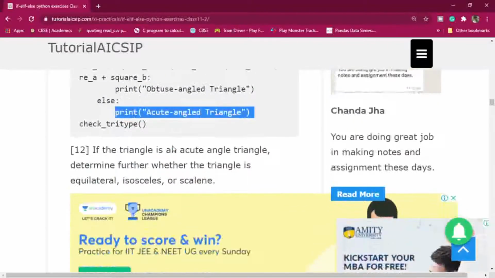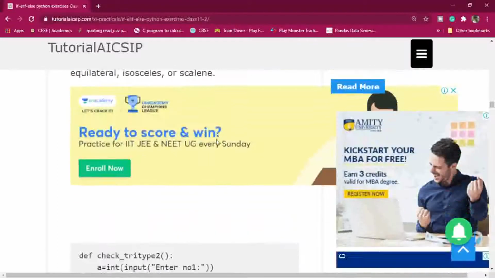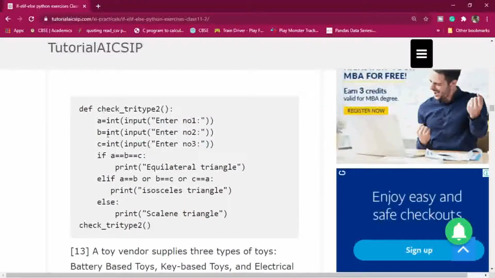The next is, if the triangle is an acute angle, determine further whether the triangle is equilateral, isosceles or scalene. So that also you can do in this manner. It is very simple. If all sides are equal, then it is considered as equilateral. If any two, like A equal to B, B equal to C, or C equal to A, then it is known as isosceles triangle, otherwise scalene triangle.